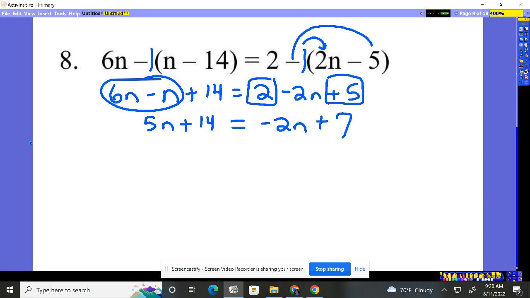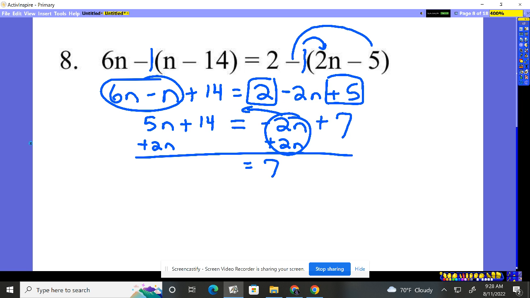Now, let's get all our variables on one side, numbers to the other. I'm going to move the negative 2n over to be with the 5n. I add 2n to both sides to do that. That creates nothing here. He goes away. We moved him. You're left with the number 7. On the left side, I have 7n plus 14. So now I need to move that number 14 over to be with the number 7. I'm going to subtract 14 from both sides of the equation.